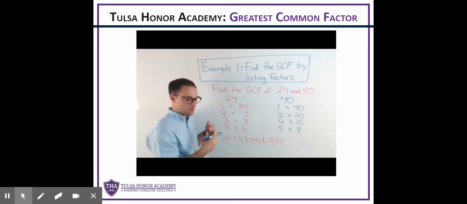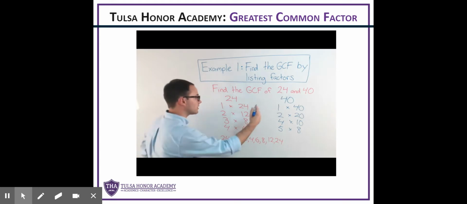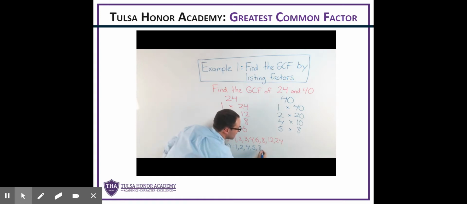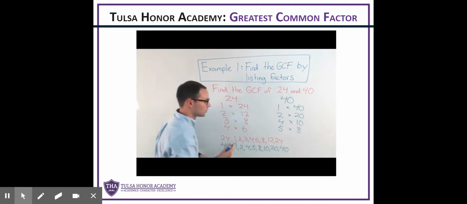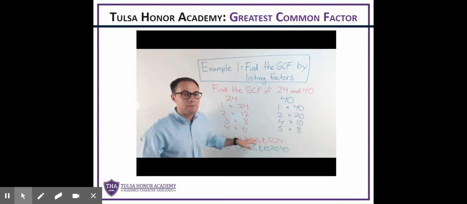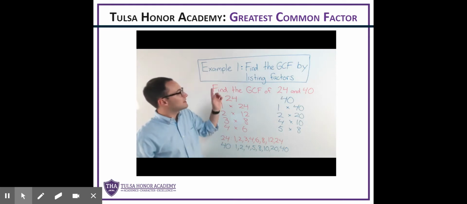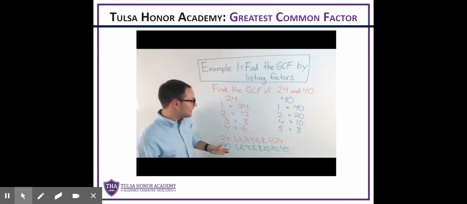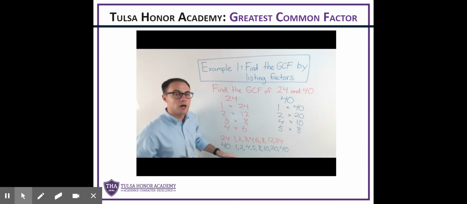I'm going to do the same thing and list my factors down here. So 40 in order: 1, 2, 4, 5, 8, 10, 20, and 40. Those are my factors for 40. Now, I've got my factors. Now, as the name says, GCF, greatest common factor. Common means it's the same in both numbers. It's a factor for both 24 and 40.